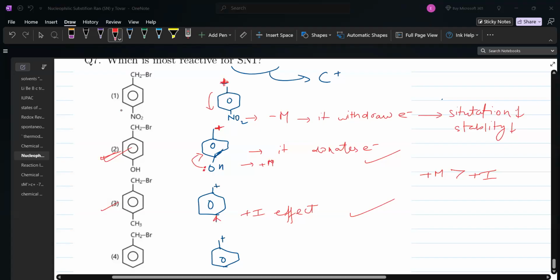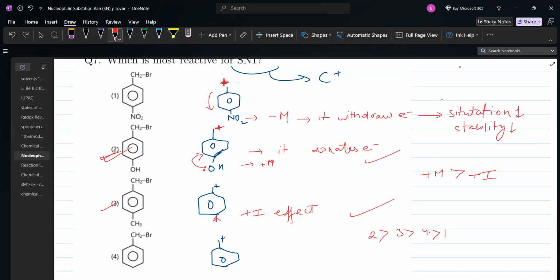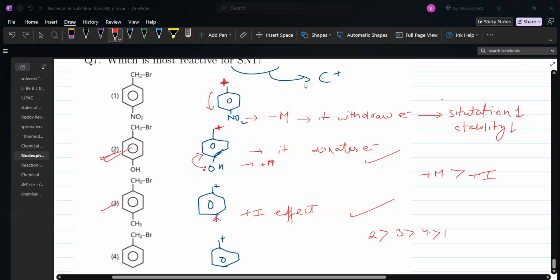Yes, sir. Does anyone want a repetition in any one of the cases? 1, 2, 3, 4. So the second one will be the most reactive, then the third one, then the fourth one, because the first one is the least stable. The situation is getting worse and worse. Stability is decreasing. Let me know if you want a repetition or you didn't understand the problem or the solution. Yes, say something. Sir, I understood.